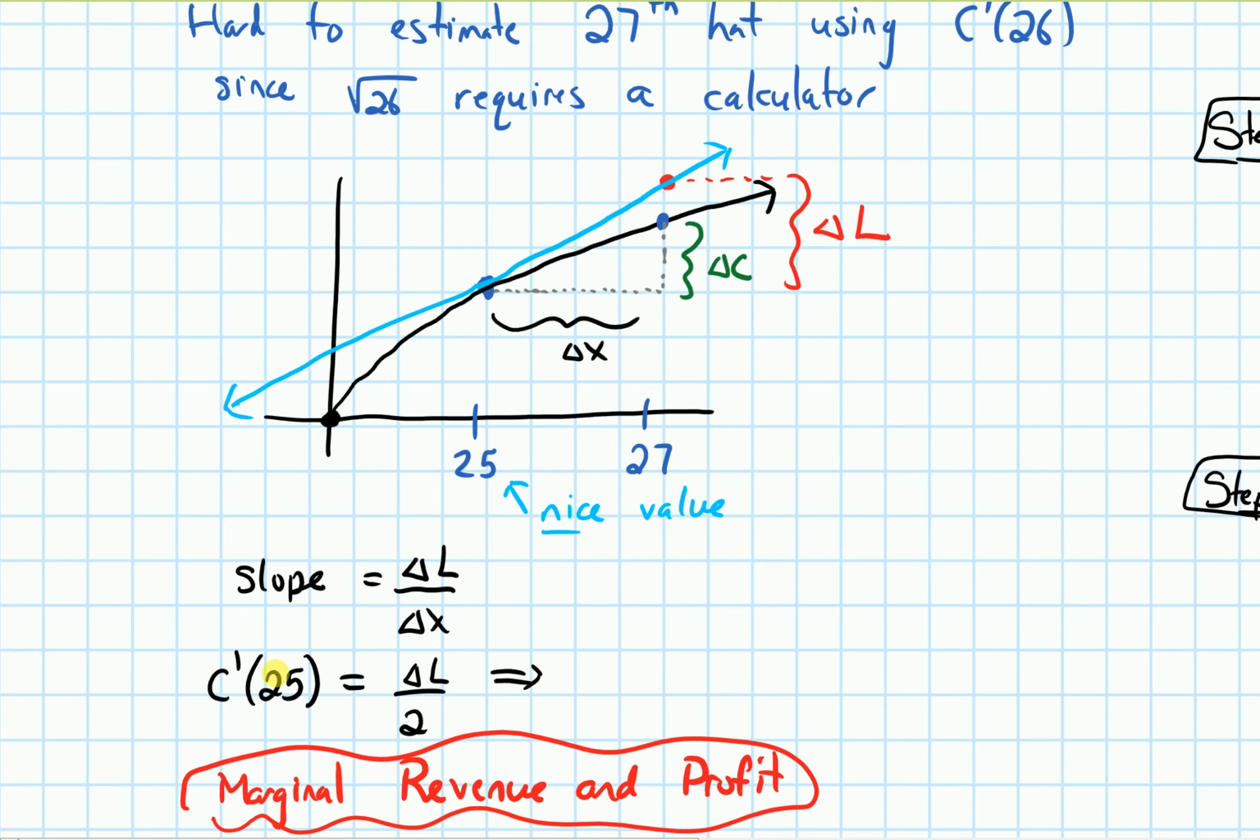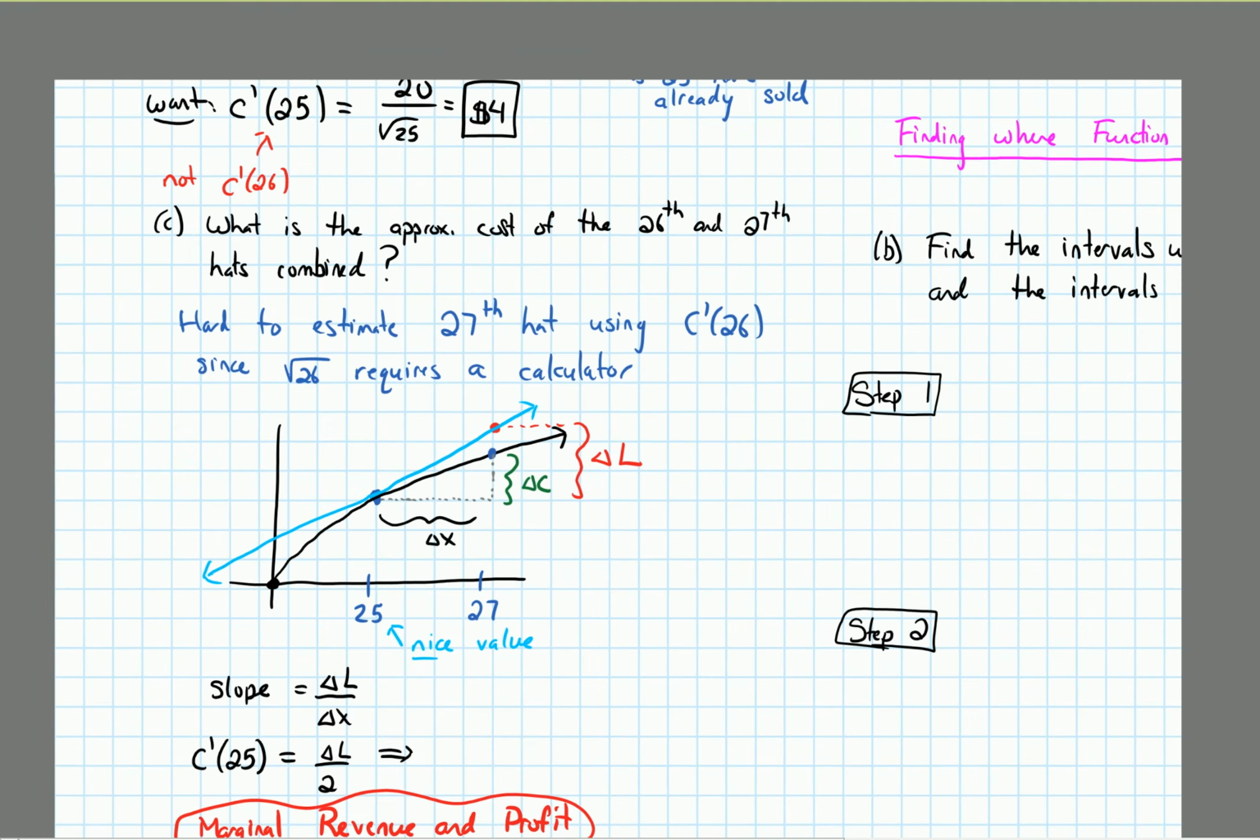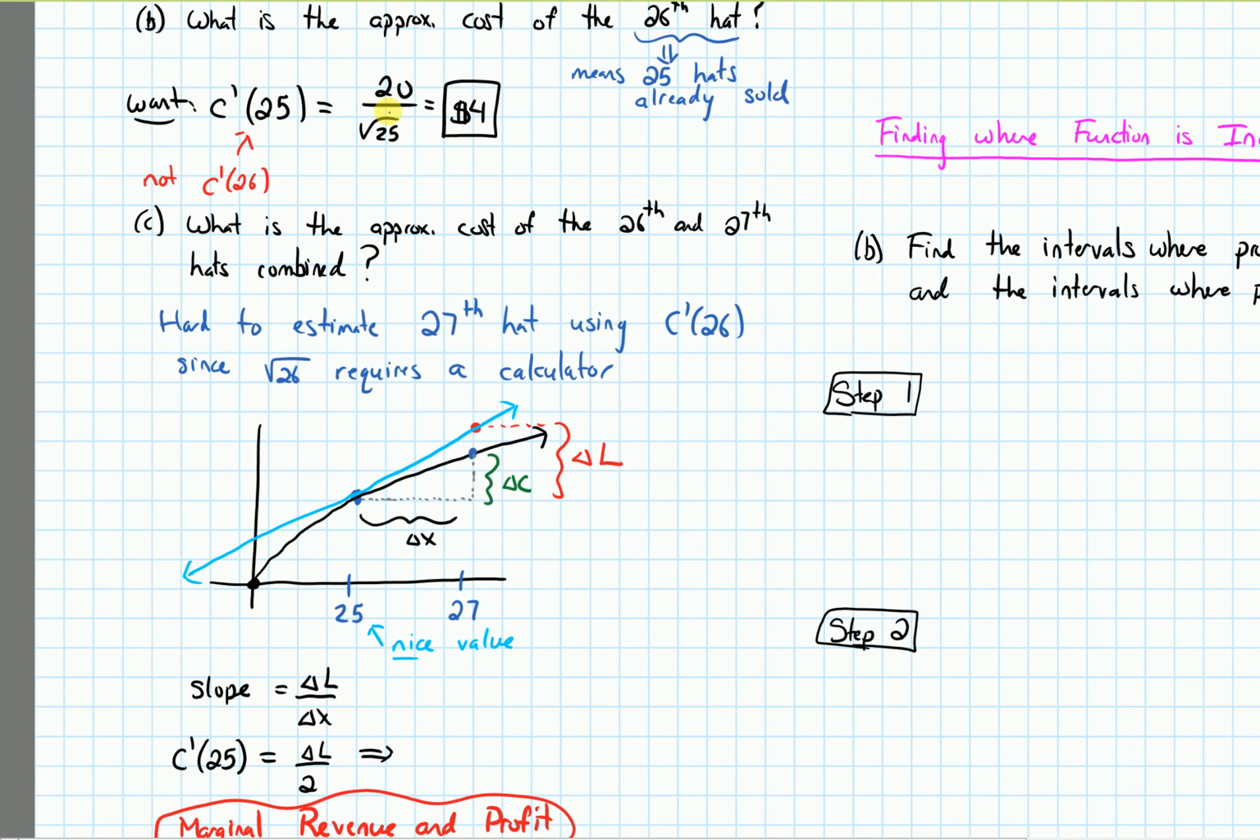C prime of 25 we already found. If I zoom out a little bit, what was C prime of 25? We got in part B that C prime of 25 was 4. So 4 equals delta L over 2. And if we isolate delta L, we get that it's 8. And that is the approximate cost of the 26th and 27th hats combined. Because it's a cost, it has units, which in this case are dollars. And that is my answer right there.